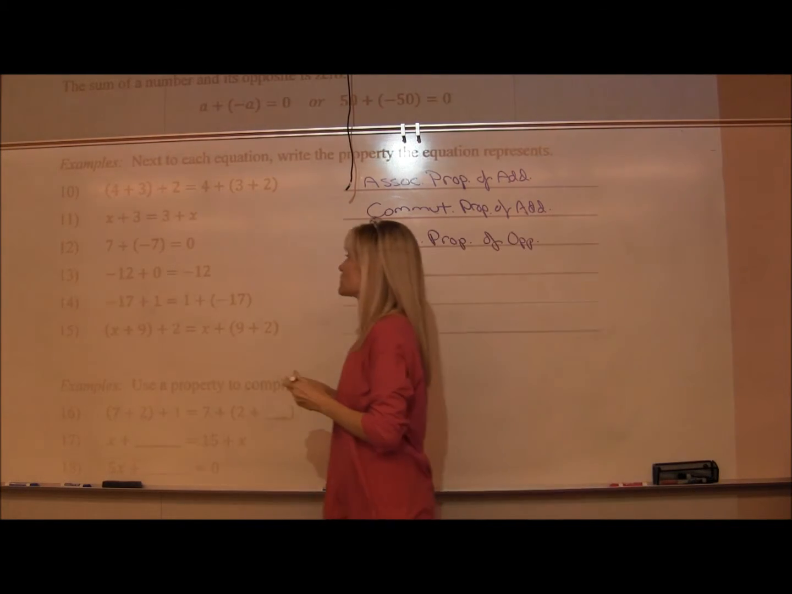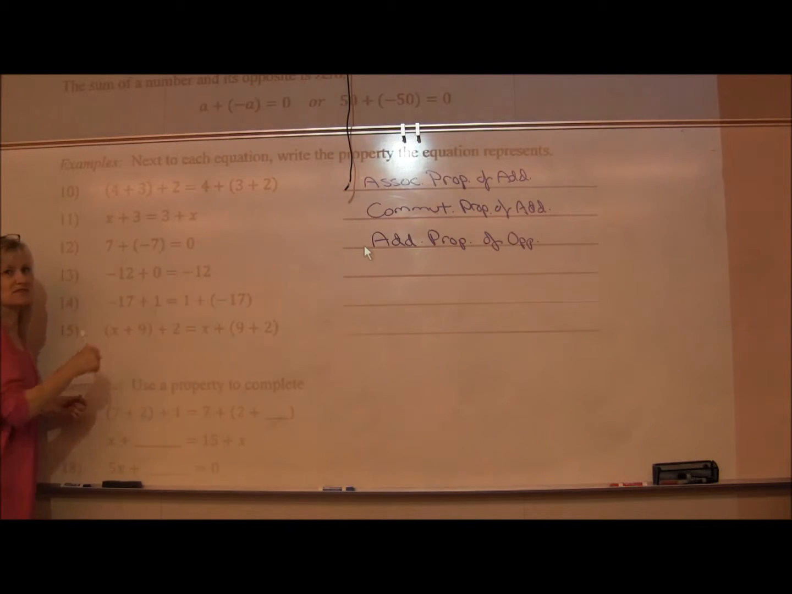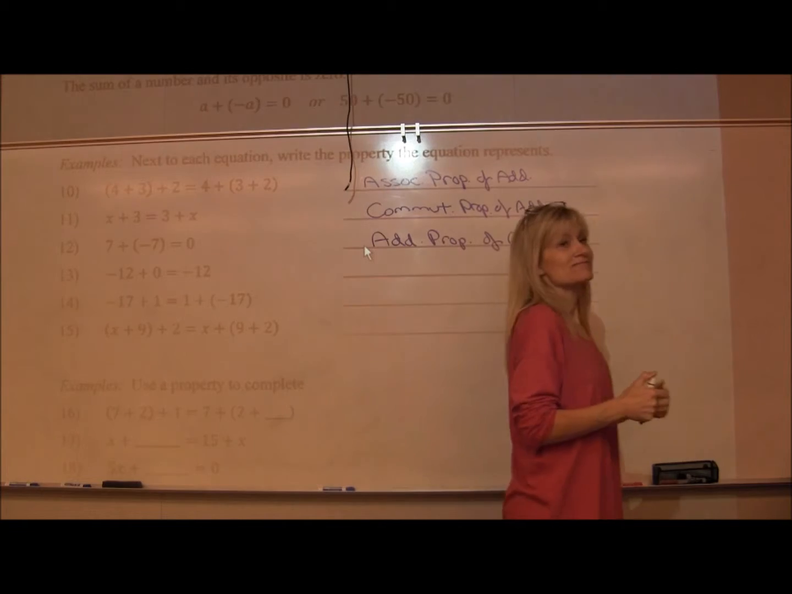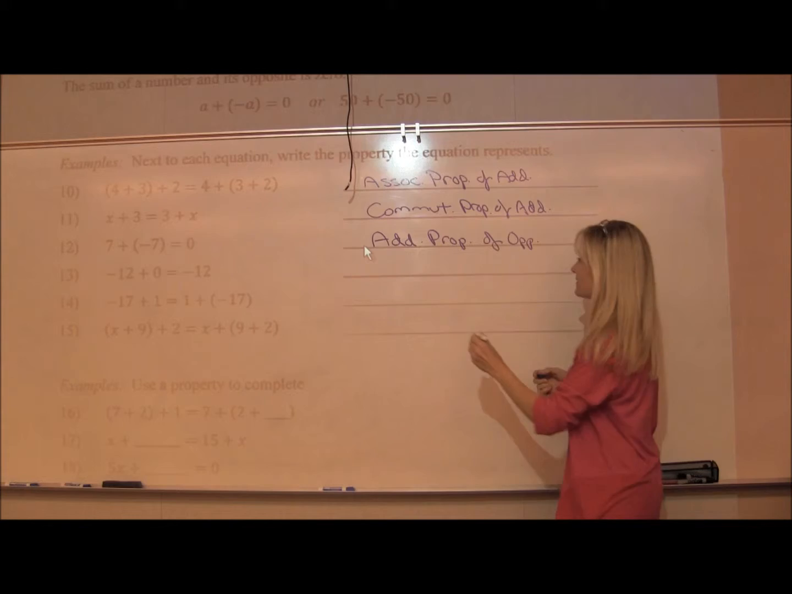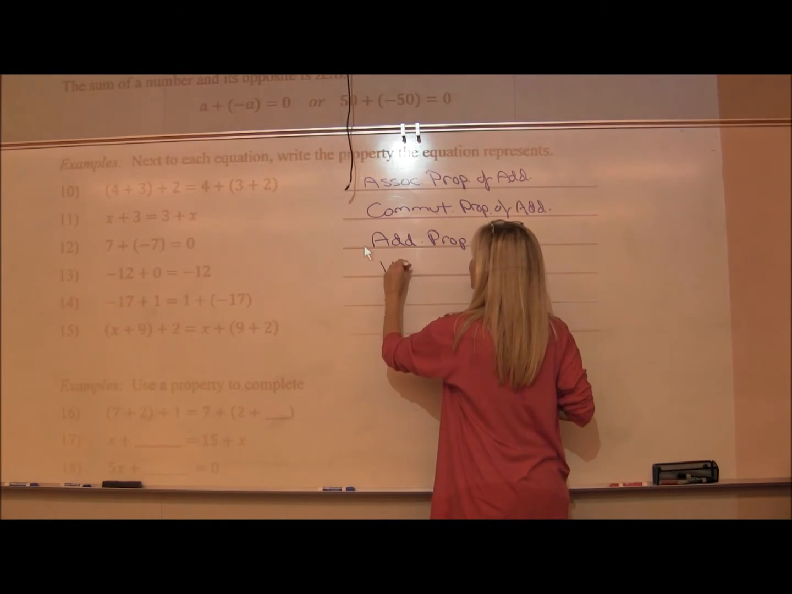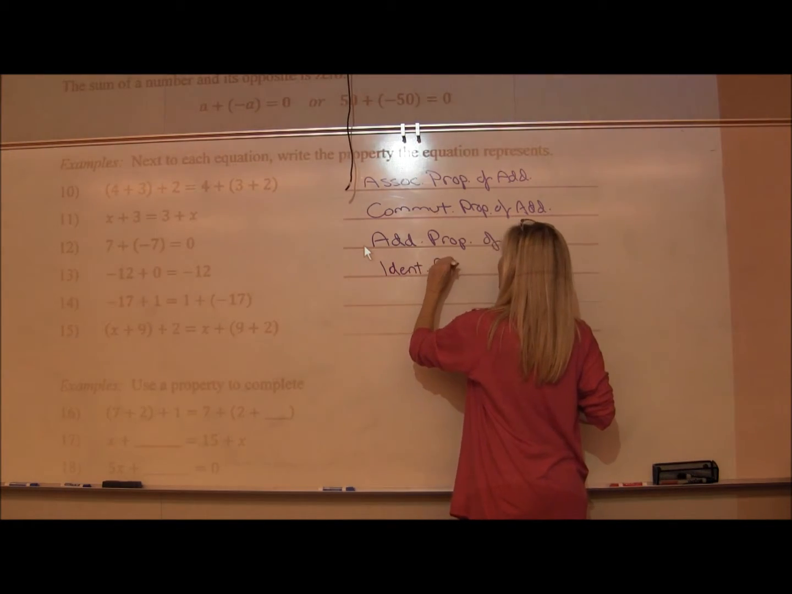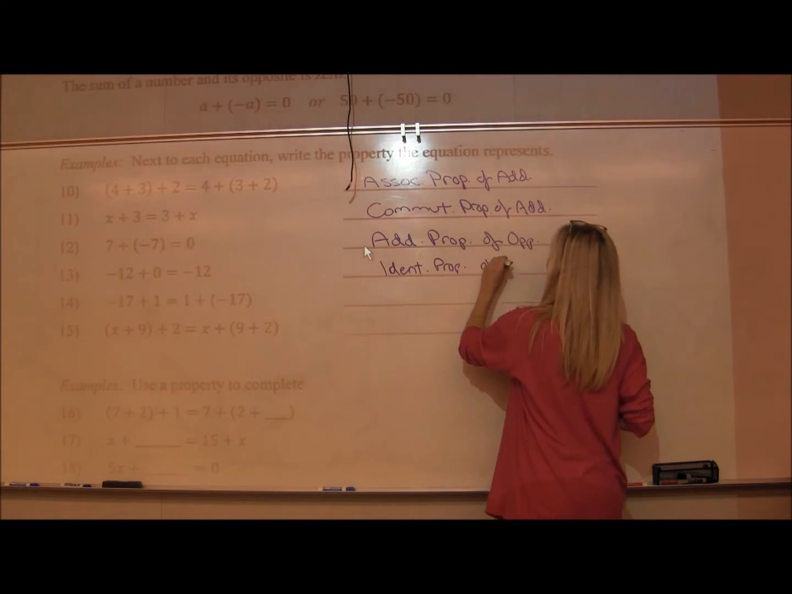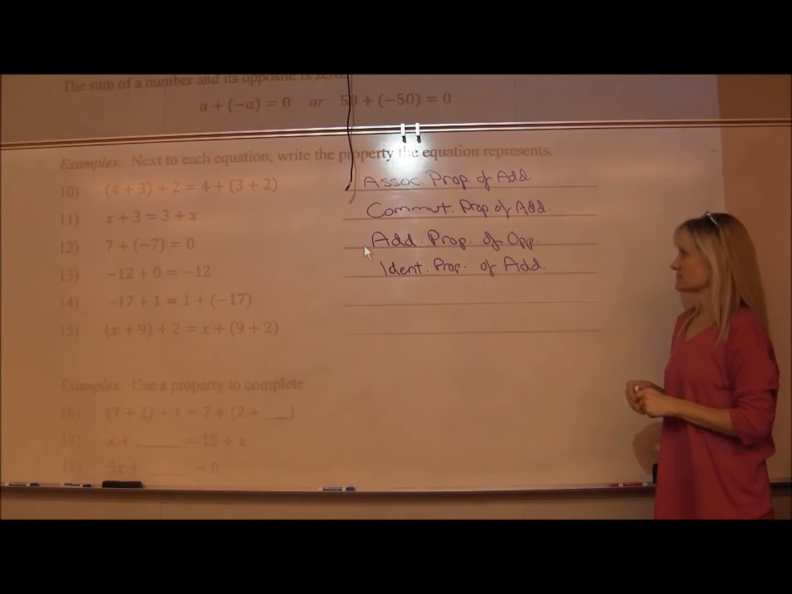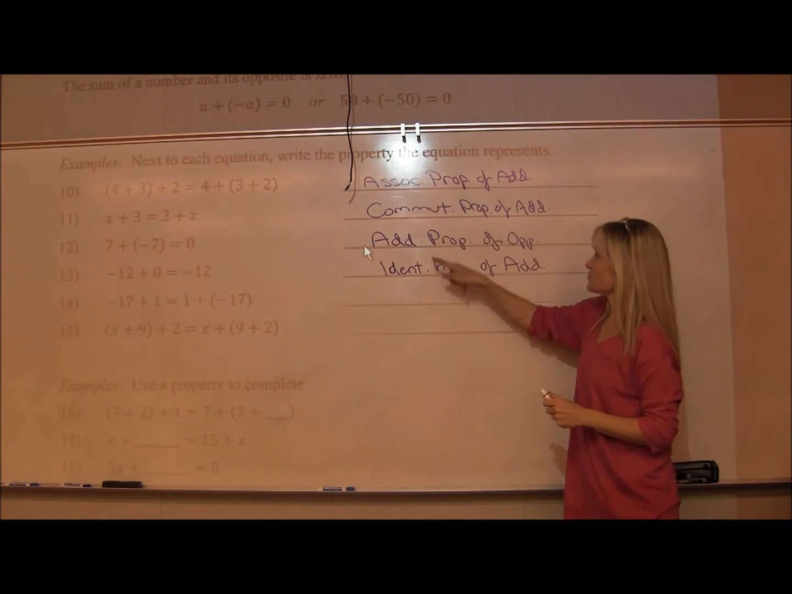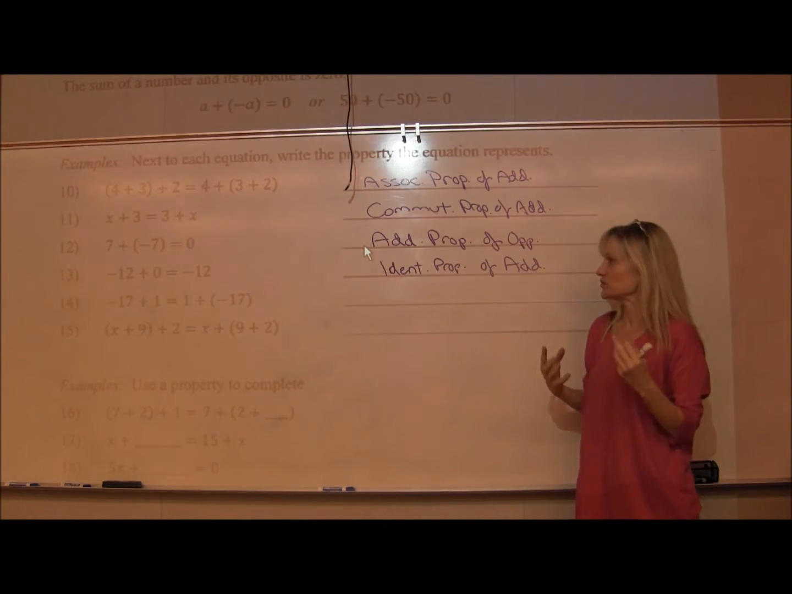All right. Negative 12 plus 0 is still negative 12. Who knows what that one is? You guys make sure you learn these because they will be on the test. Any ideas? Identity property. Good. This is the identity property of addition. And you notice it seems silly that I keep putting of addition, but I want you guys to develop that habit because there are associative, commutative, and identity properties of multiplication too, and we do need to distinguish.